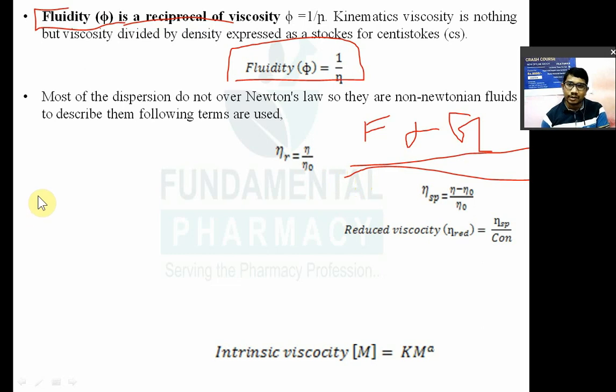न्यूटन का लॉ क्या है भाई? So shearing stress is directly proportional to the rate of shearing. मतलब जितना शेयरिंग स्ट्रेस बढ़ता है उतना रेट ऑफ शेयरिंग बढ़ना चाहिए in proportion. बट अगर वो बढ़ता है तो that is a Newtonian liquid, और वो फ्लो हो जाएगा. और नहीं बढ़ता है तो नॉन न्यूटोनियन लिक्विड. So most of the liquids or dispersions do not follow Newton's law. That's why they are known as non-Newtonian liquids.